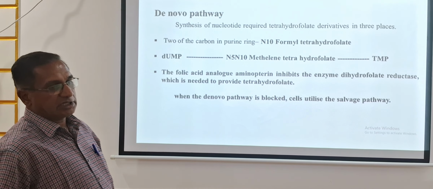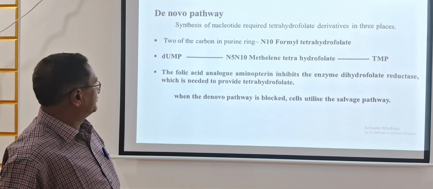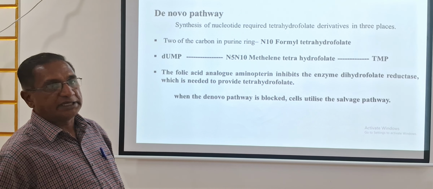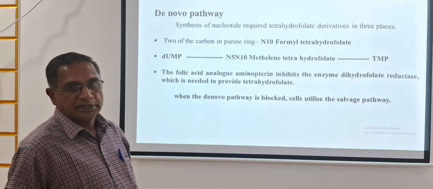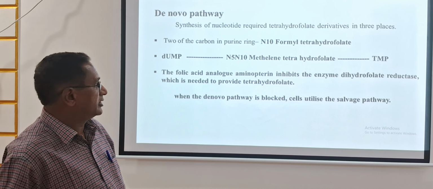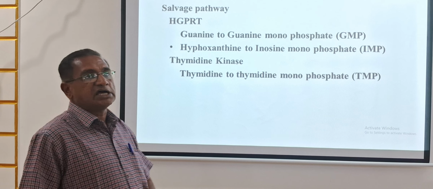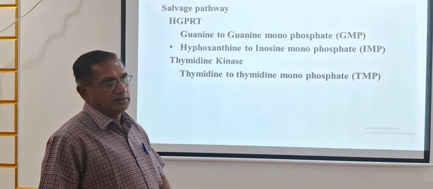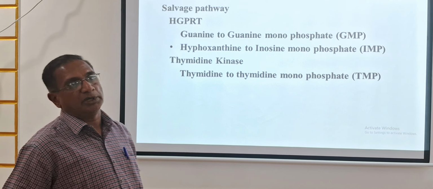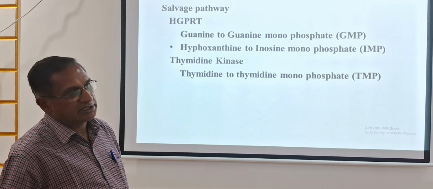The folic acid analog, that is aminopterin, which is present in the selective media, is involved in inhibiting the production of tetrahydrofolate. Aminopterin is a folic acid analog, so it blocks the de novo pathway. So automatically the cells reach the salvage pathway.